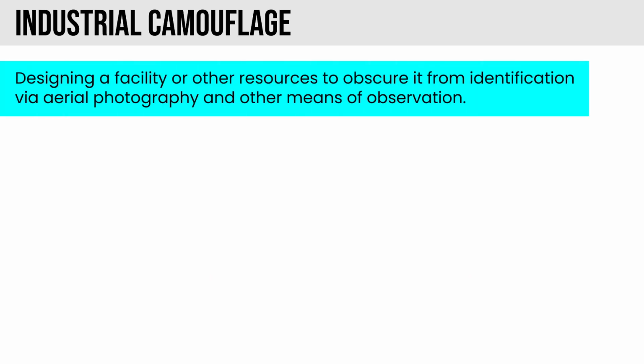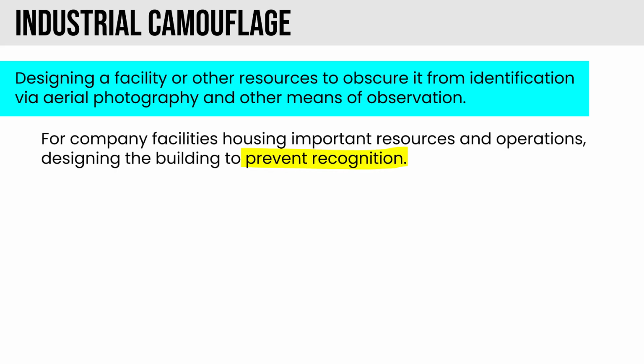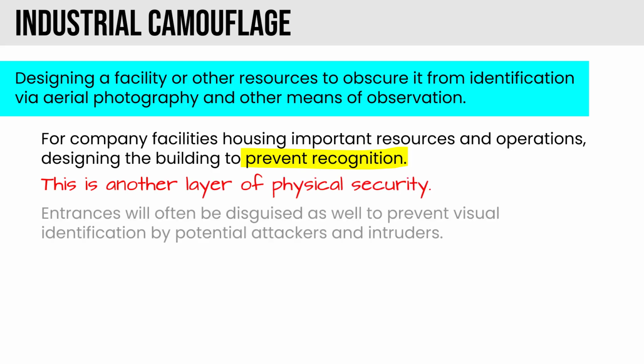Industrial camouflage, so designing a facility or another resource to obscure it from identification via aerial photography and other means of observation. For company facilities housing important resources in operation, this may include designing the building to prevent recognition of its purpose. This is another layer of physical security. And entrances may be disguised as well to prevent visual identification by potential attackers and intruders.